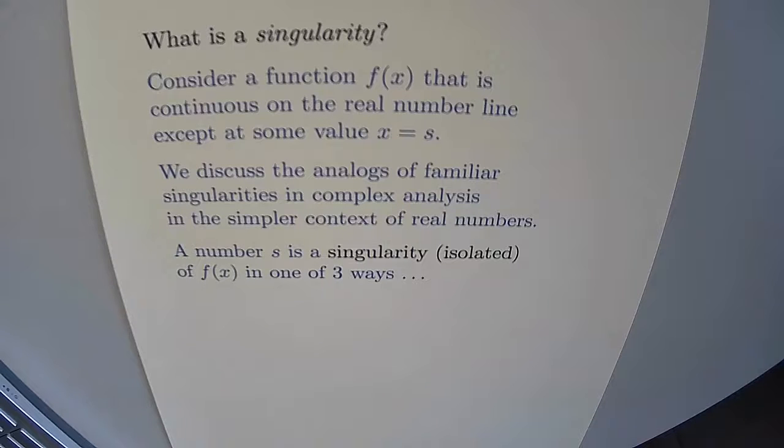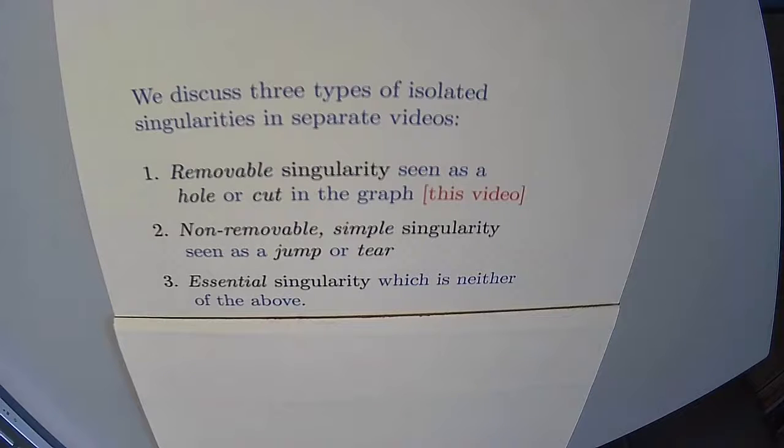The singularities that we discuss in this video are the real number analogs of singularities that are familiar in complex analysis. We don't need to know any complex analysis for this video. The singularities here are isolated in the sense that there is no singularity that comes arbitrarily close to them. We have three ways in which these singularities can occur. We will be talking about three types of singularities.